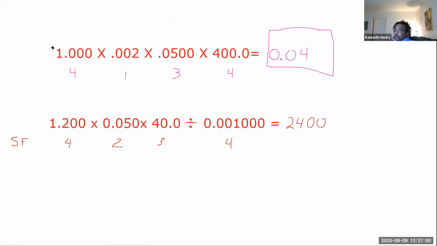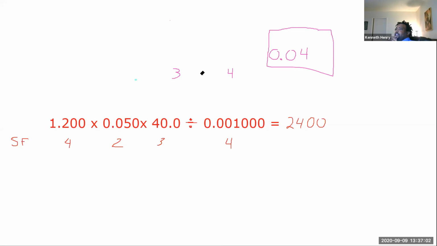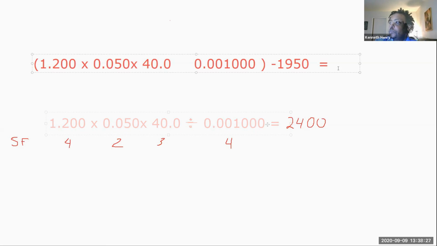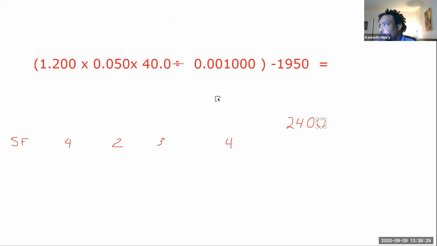Okay. So what happens when we have both addition and subtraction? You do PEMDAS? That's right. Okay, so let's try one out. Well, actually, let's do this one here. We'll keep that same number, and then we'll add on to it. So we know what we're getting for what's in parentheses, right? So it'll be that number, even after our sig figs.